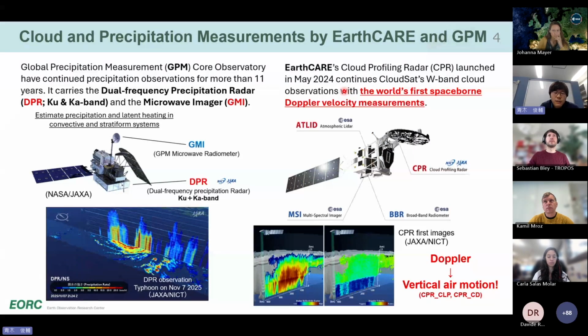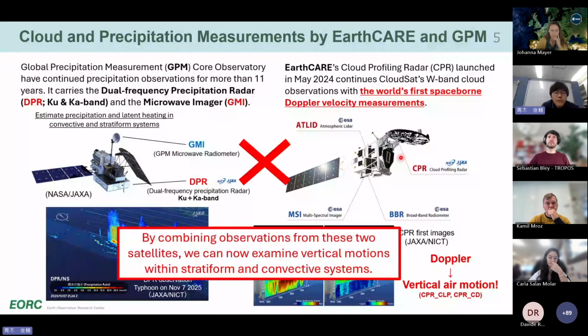EarthCARE was launched 2 years ago, and it continues the CloudSat W-band cloud radar observation, with the world's first measurement of Doppler velocity. By using Doppler velocity, we can get information about vertical air motion for the first time globally. So by combining these two observations, we can now examine the vertical motion inside stratiform and convective cloud systems.